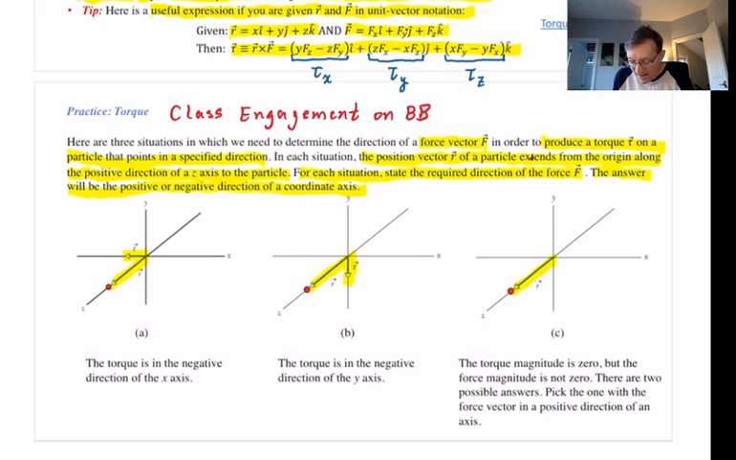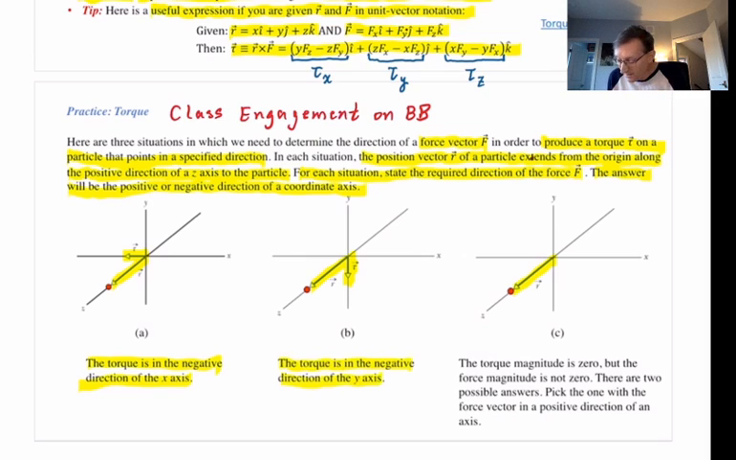In case A, the torque is in the negative direction of the x-axis. So what's the direction of the force? The force is acting on that particle. Case B, the torque is in the negative direction of the y-axis. So what's the required direction of the force F on the particle?